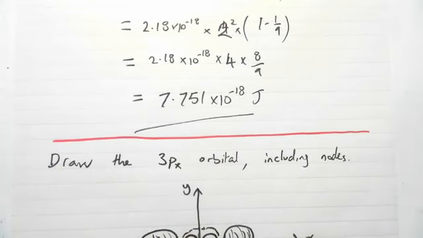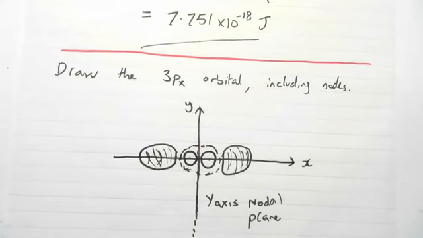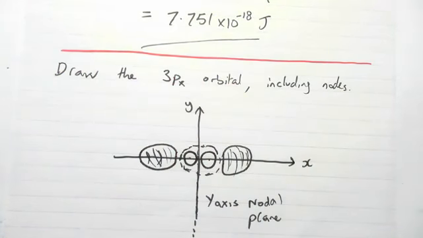So no one's expecting you to draw perfect orbitals in the exam, but that is what a 3px orbital, sort of the cross section through it along the xy axis, looks like, and that's, I believe, a fair representation.